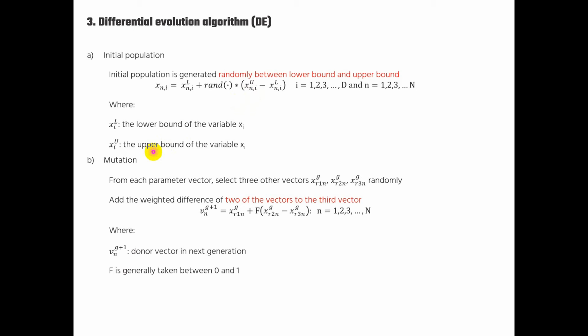So second, we go to the mutation. The purpose of the mutation is to maintain the genetic diversity from one generation of the population to the next. In DE, we select three random vectors. We can see here random vector one, random vector two, and random vector three, and we add the weighted difference of two of the vectors to the third vector. We can see here that the output of this operation is called the donor vector in the next generation.